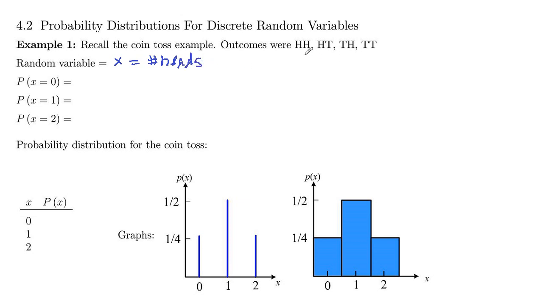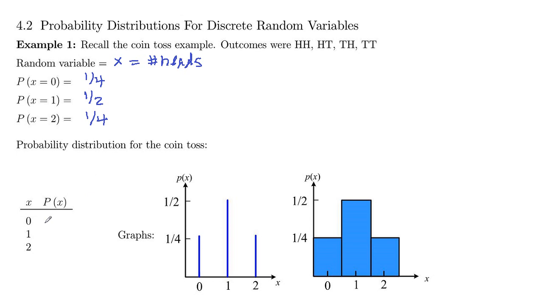And then remember that these sample points or outcomes are equally likely. So the probability that x equals 0, probability of 0 heads, there was only one sample point out of 4. So this is 1/4. Probability of 1 head, there were 2 sample points equally likely out of 4. So that's 2/4 or 1/2. And then probability of 2 heads, only one outcome or one sample point out of 4, so 1/4. So that list there, that's our probability distribution.